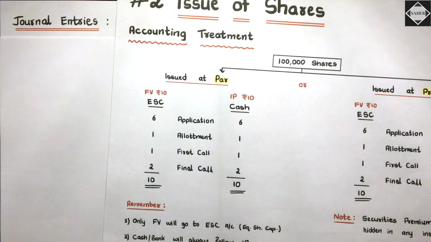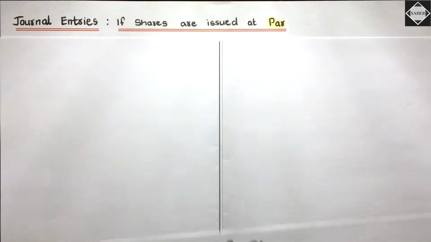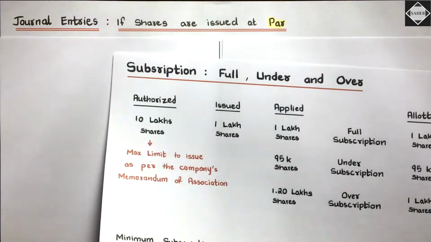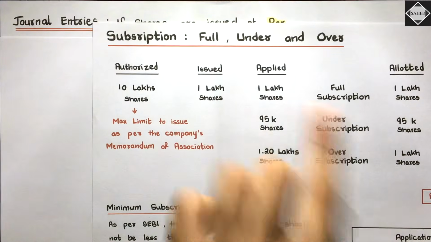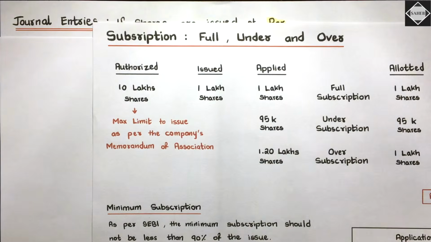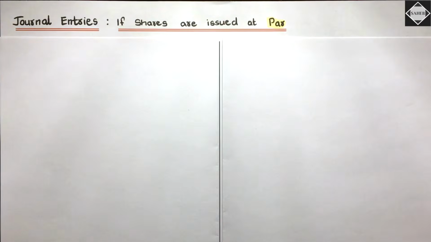Do you understand this? This transaction we have to record first. All right. So you can see now what has happened. See, we have issued 1 lakh shares. We have got applications for 1 lakh shares. This is the case of full subscription. So first this we have to record. Okay. Then will come the allotment and everything. First, just focus on application.